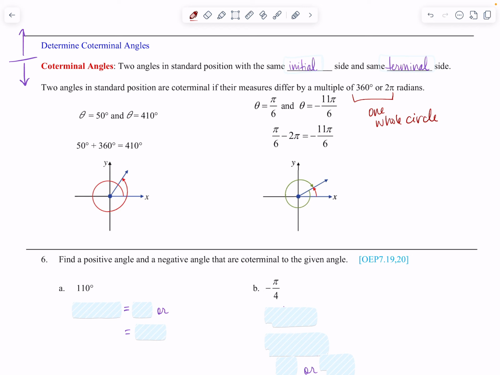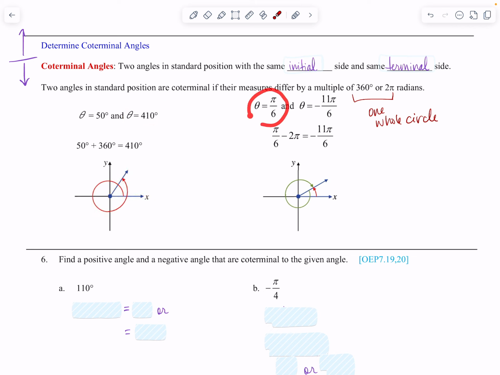All right, so some examples of coterminal angles. If theta is 50 degrees, you can see here is my initial side, and there's my terminal side at 50 degrees. Or I could also have 410 degrees. Here's my initial side. I have to go all the way around, but I'm still going to stop at the same place where that 50-degree angle stopped. And so they have the same terminal side, they have the same initial side.